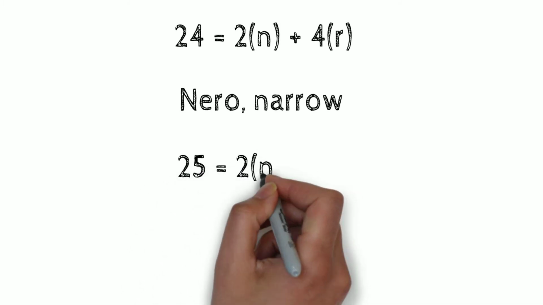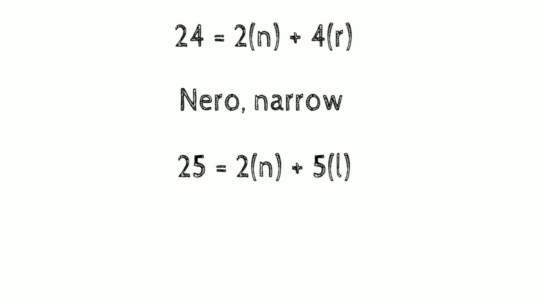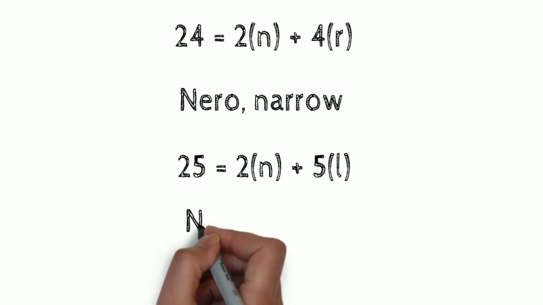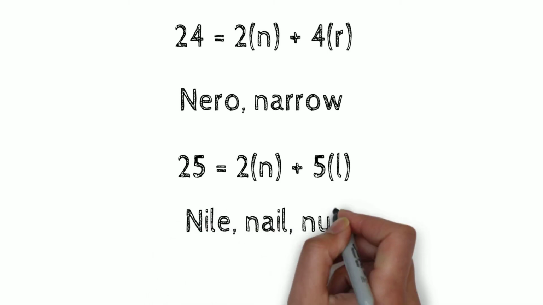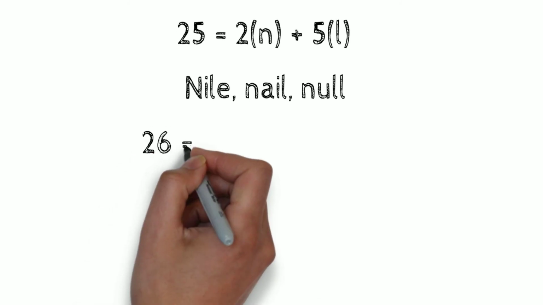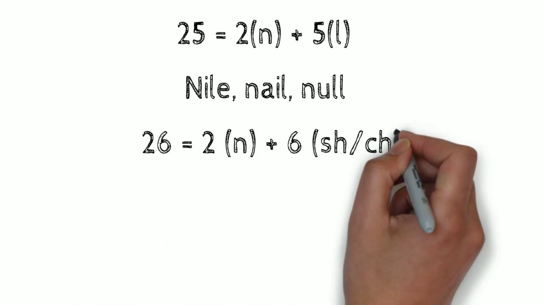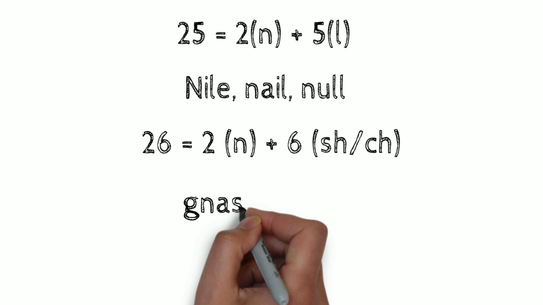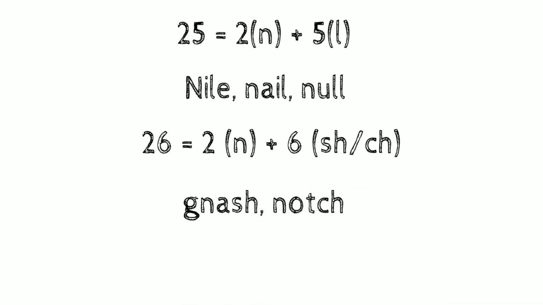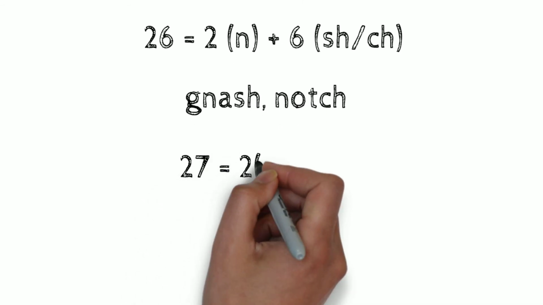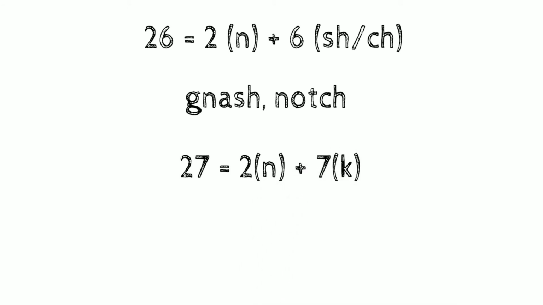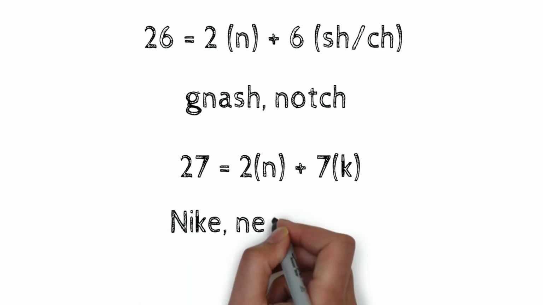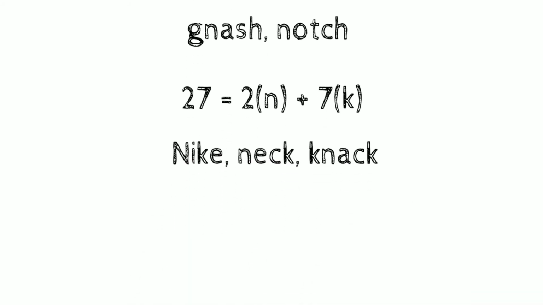With 25, the letters N and L represent it. You can think of words like the river Nile, nail, or null, for example. Number 26 is represented by N and sh or ch sounds. When put together, you can form words like gnash or notch. The N and K sounds represent number 27. What words can you think of? Nike, neck, and knack, for example.